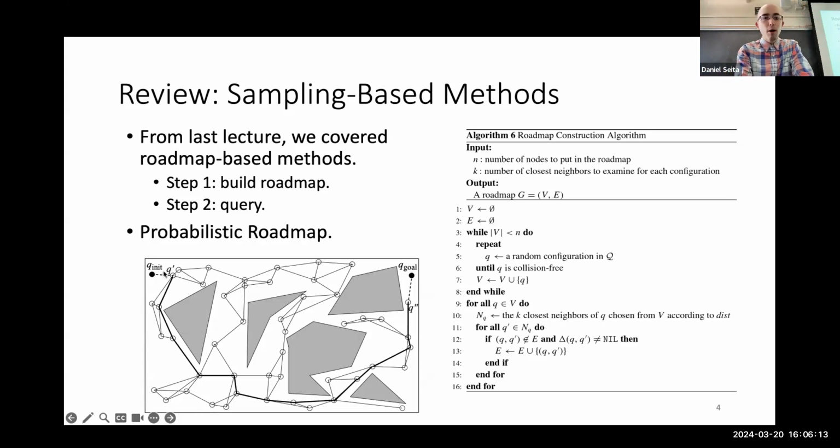And then, yeah, we talked about building this roadmap. Whenever you have your starting point and then the ending point, you just try to connect them to any nearby node that's in the graph, and then you run your standard graph search algorithm.